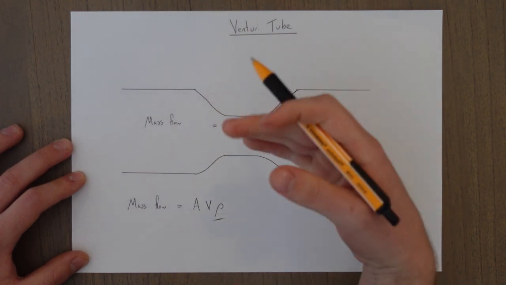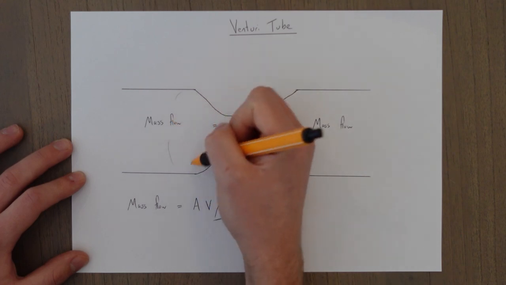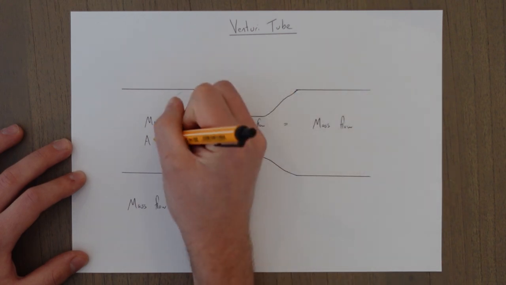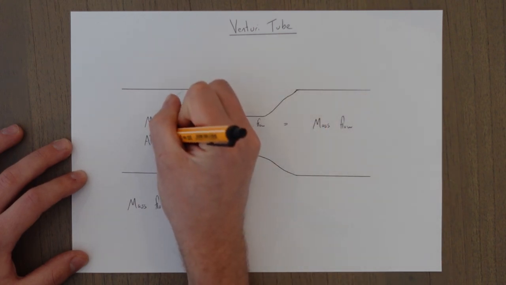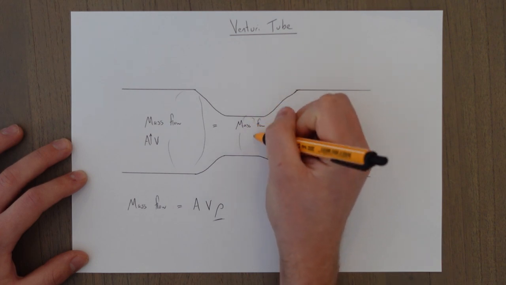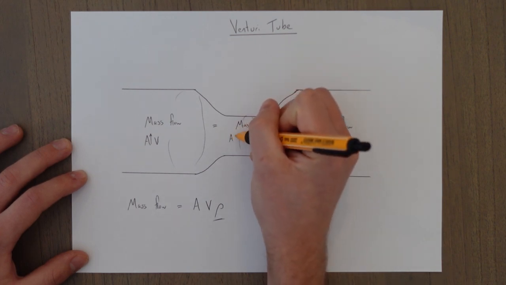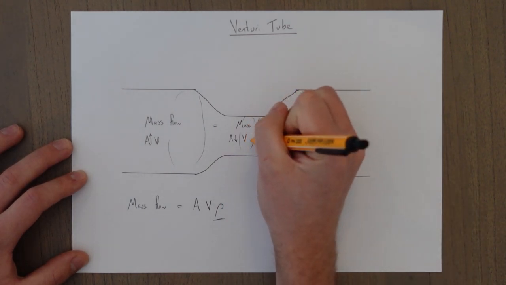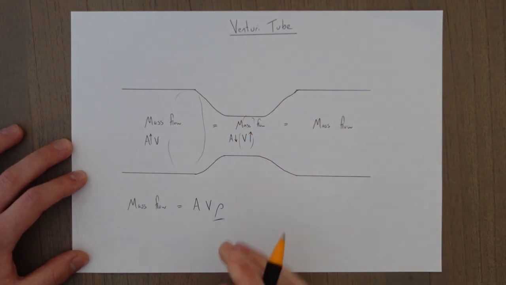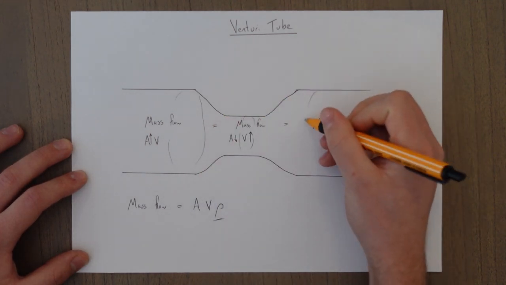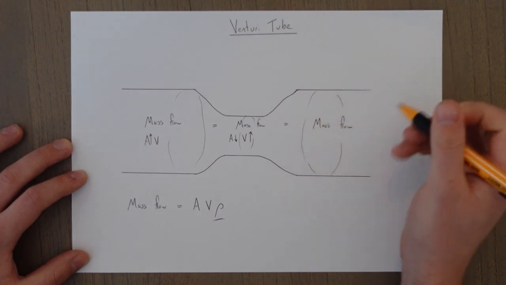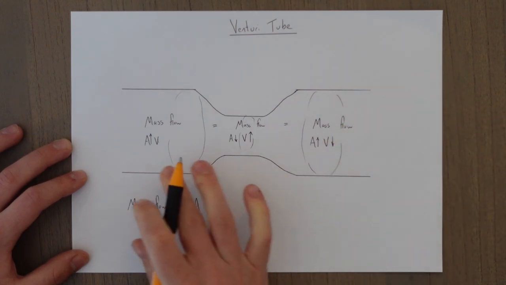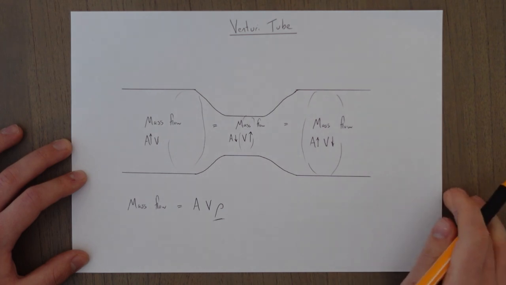If you imagine this as a circular tube, you can imagine the area here is quite large. So our area is large and our speed is whatever speed we're going at. When we get into this middle part here, the area reduces, so the area goes down, which means to maintain that same mass flow, our speed has to increase. And then when we come out, our circular area here would increase and the speed slows down to maintain a constant value for mass flow as we go through the pipe.